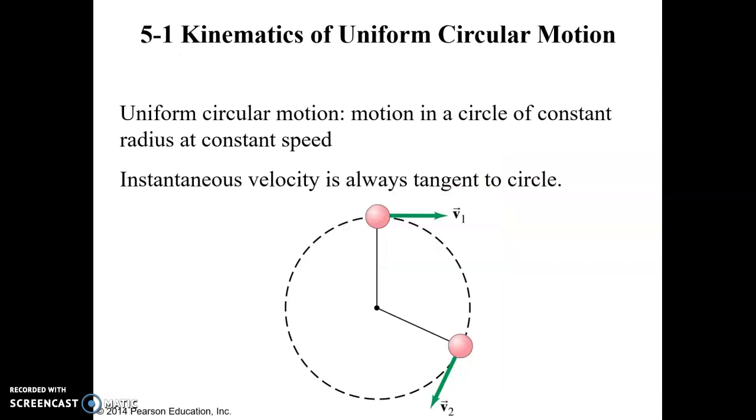Prior to this lesson, we have looked at linear motion, linear velocity, and acceleration. In this chapter, we're going to be looking at the differences that occur when an object travels in a circular path. So imagine we have a ball on a string and it's going to travel in this circular path here.